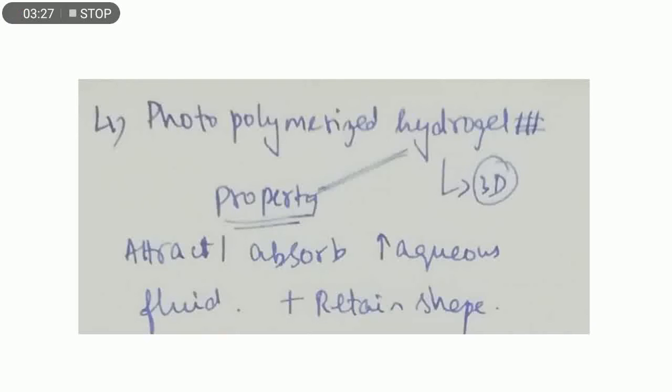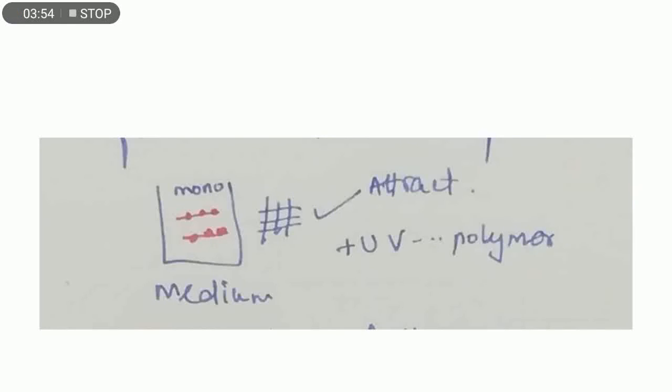And the fourth method is photopolymerized hydrogel. A photopolymerized hydrogel is very good because we already know what hydrogel is. Hydrogel attracts aqueous. So it has a property of attracting a lot of fluid, or it will absorb a lot of aqueous while it retains shape. For example, a sponge will retain its shape even if it has a lot of water. So a hydrogel is somewhat similar to a sponge, which is mainly used in 3D printer technology. So what exactly we do in this is that we take a medium, and monomer cells are placed inside, and we are going to coat the hydrogel over here in the scaffold.